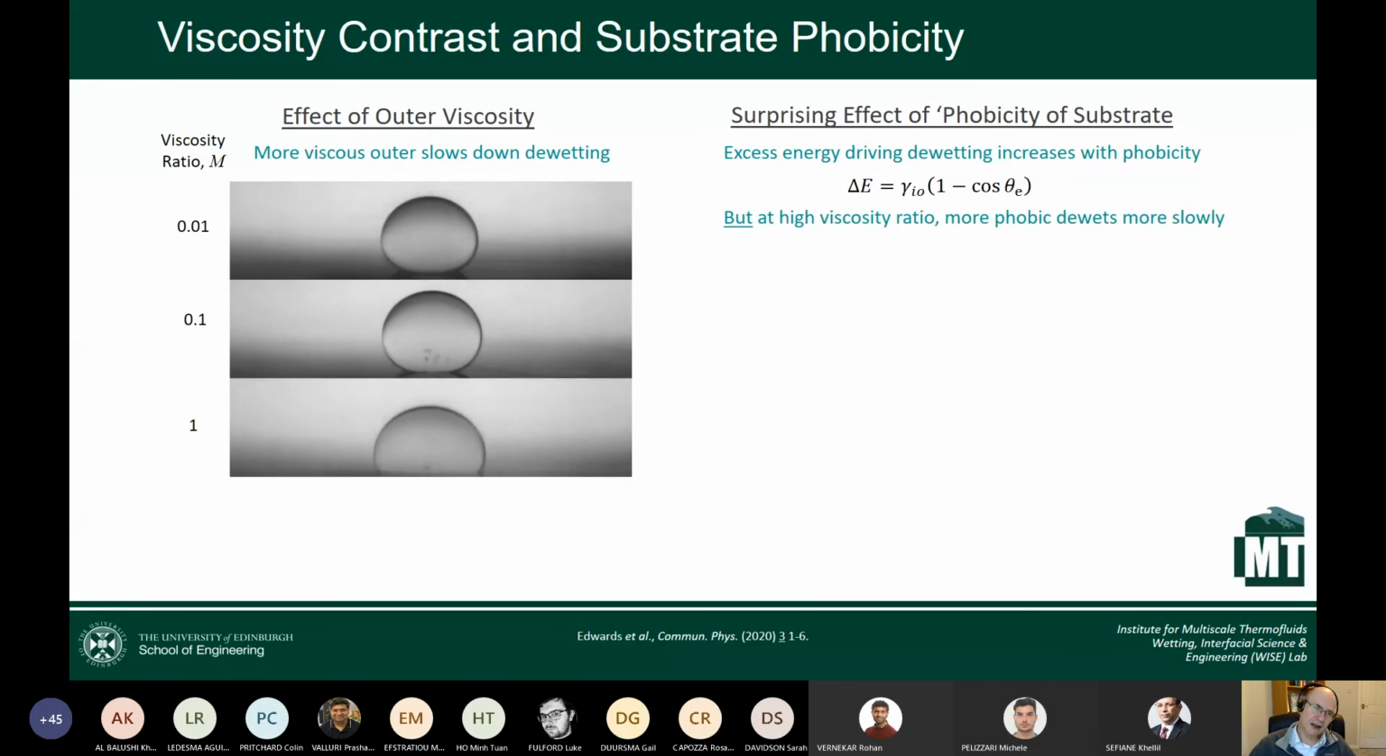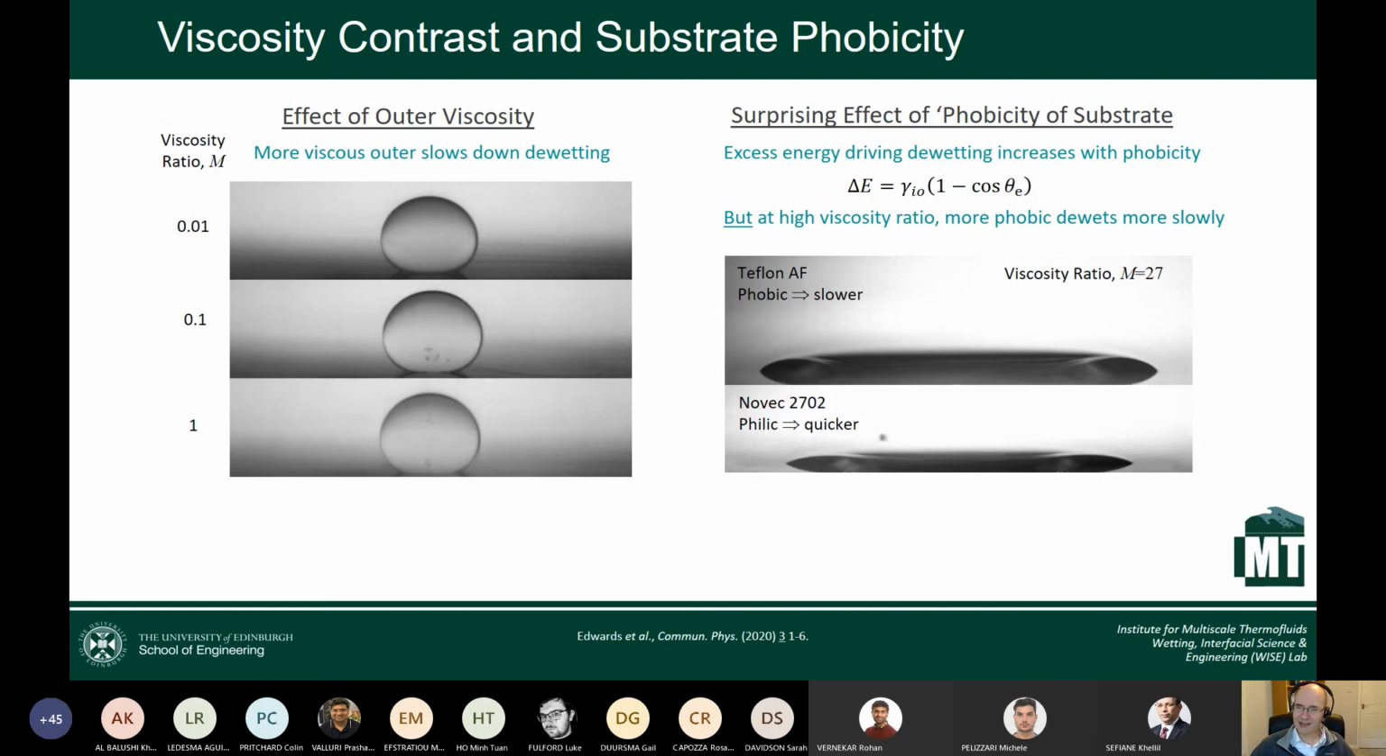And that's true in the case of a very low viscosity outer liquid. It isn't actually true when you make the outer liquid more viscous. And so you actually find that a droplet recoils from the surface more slowly on a more phobic surface, and more rapidly on a philic surface. So I got my language mixed up.